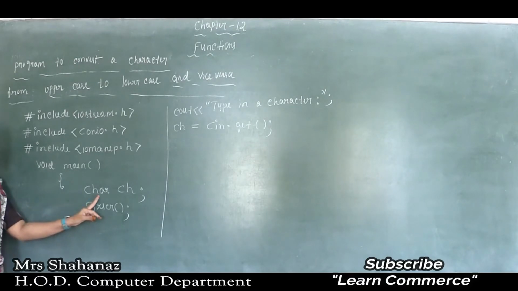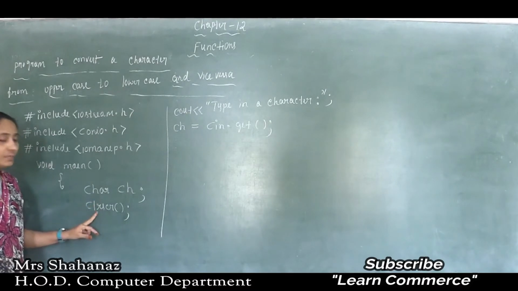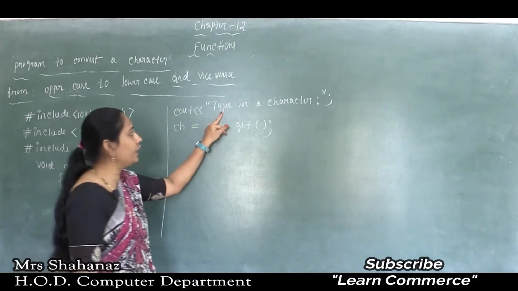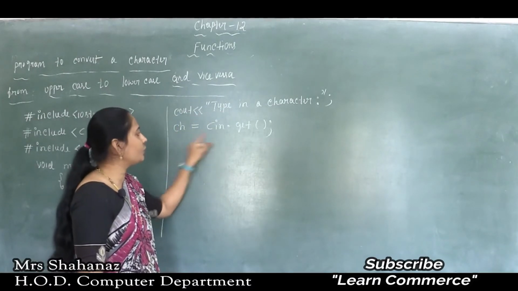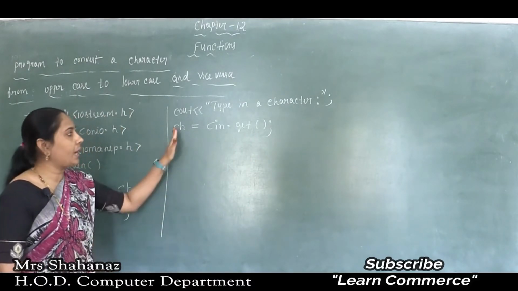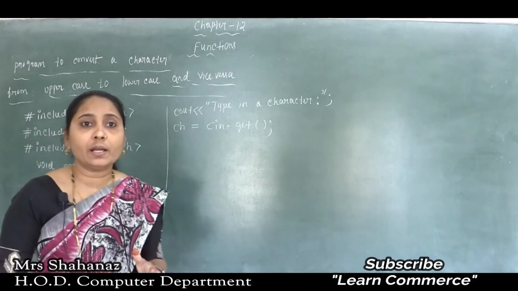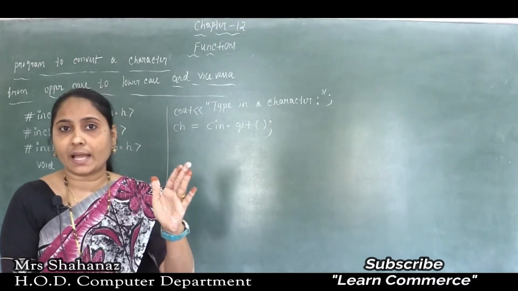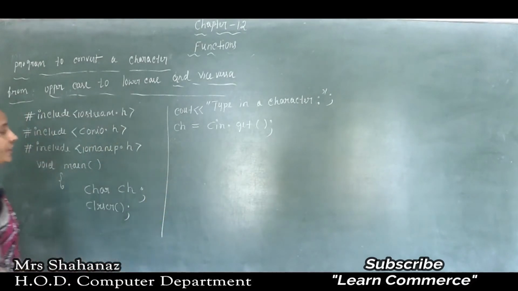Correct? Now, the declaration of the character uses the data type char, and clrscr we already covered with the header file conio.h. Then cout is used to display the message, and this function is used to input a single character. After inputting a single character, afterwards I am going to check whether the character is an uppercase character, and then such uppercase character is going to be converted into lowercase. So later we need to use the condition.